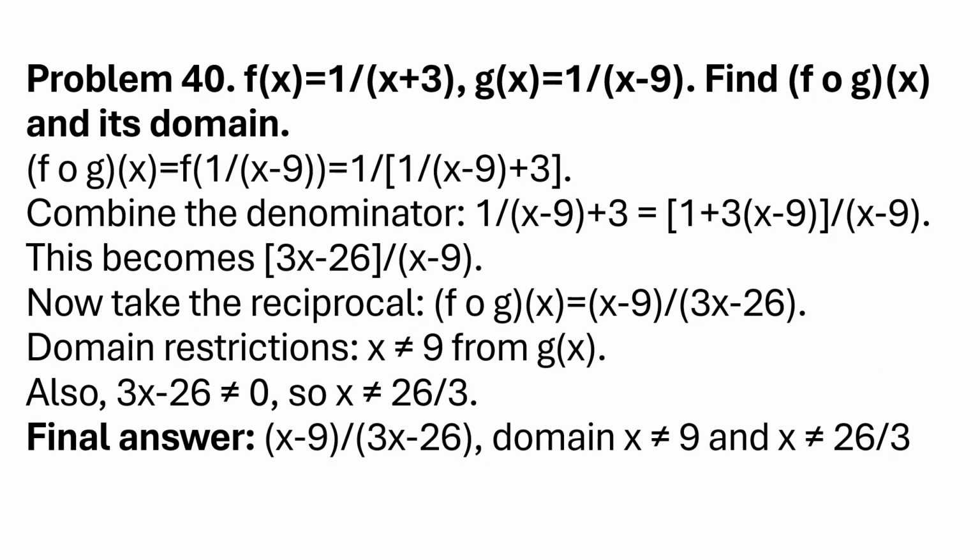We are given two rational functions and asked to find their composition. Substituting g into f and simplifying yields x minus 9 divided by 3x minus 26. To find the domain, exclude values that make denominators equal to 0. Therefore, x cannot equal 9 and x cannot equal 26/3.